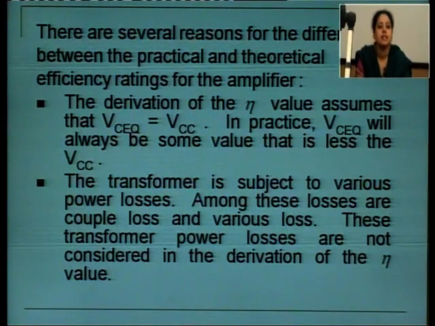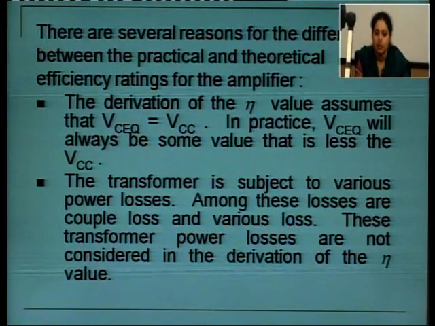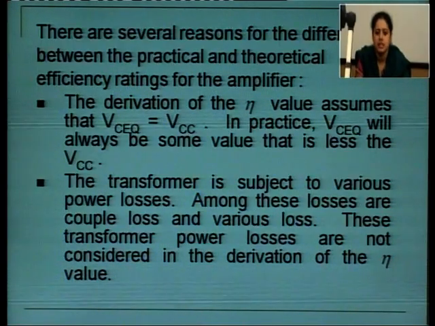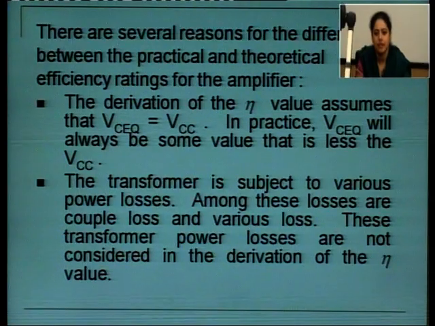The transformer is subject to various power losses, as we have discussed. Among these are copper losses and various other losses. The transformer power losses are not considered in the derivation of the efficiency value. So the derivation of the efficiency value follows an ideal, theoretical procedure.